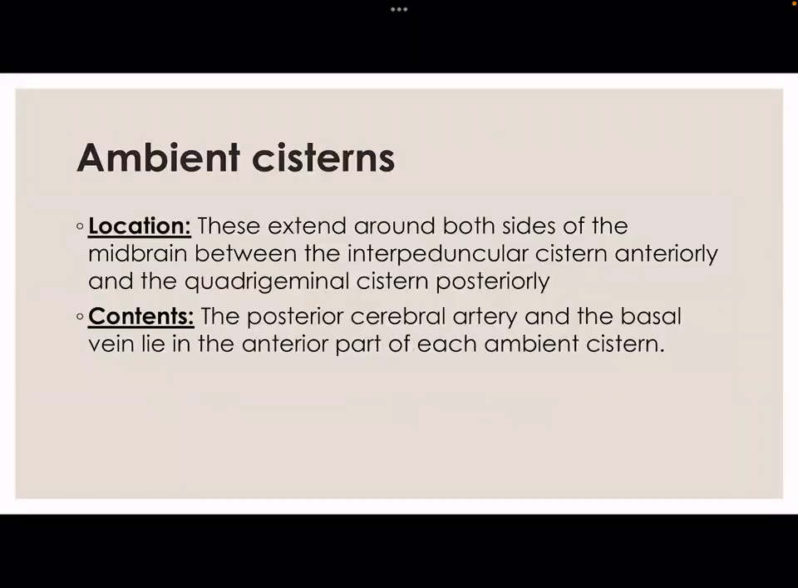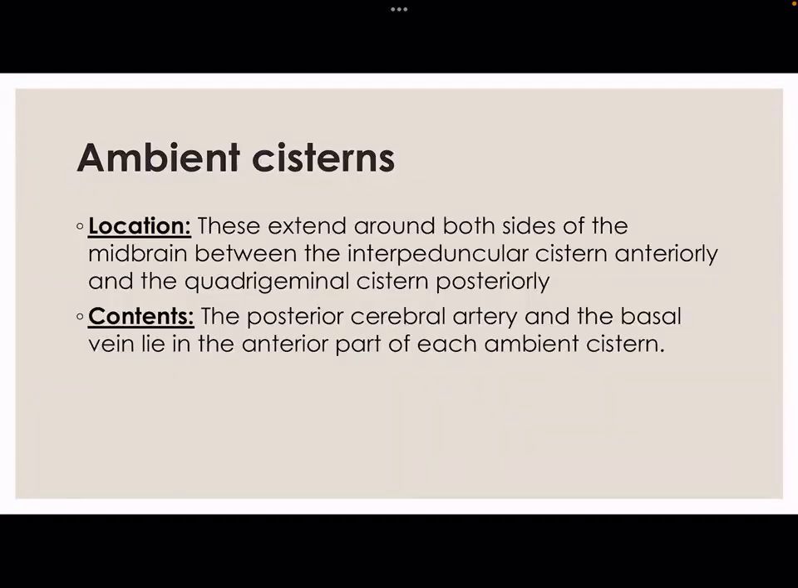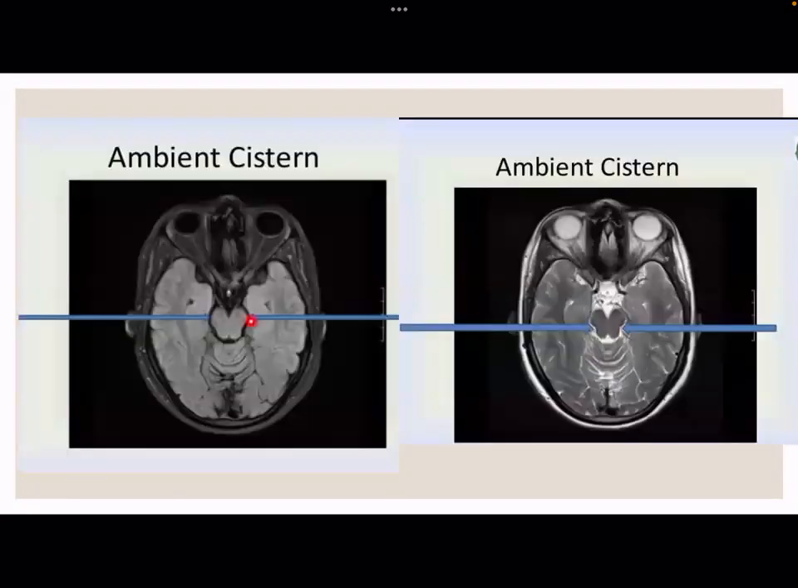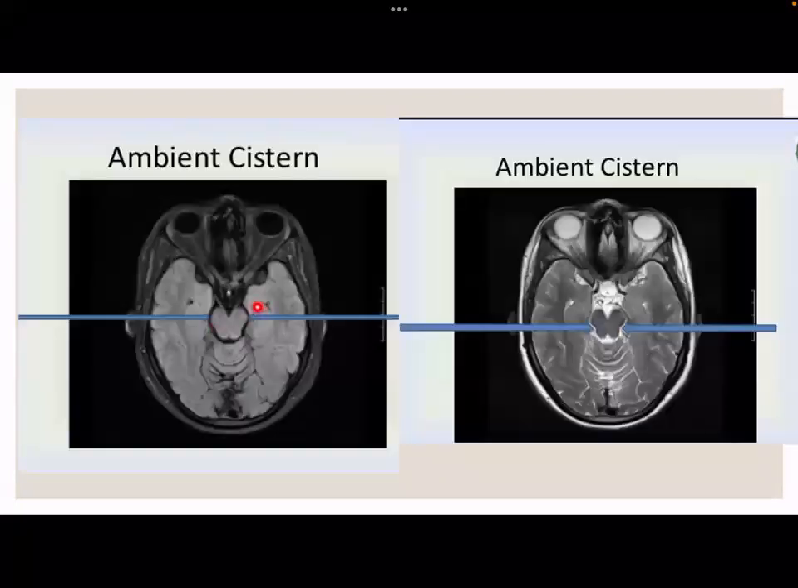Next is the ambient cistern. The ambient cisterns are located around the midbrain. It continues posteriorly with the quadrigeminal cistern and anteriorly with the interpeduncular cistern and superiorly with the suprasellar cistern. The content: this cistern contains the posterior cerebral artery and the basal vein, and both lie in the anterior part of the ambient cistern.